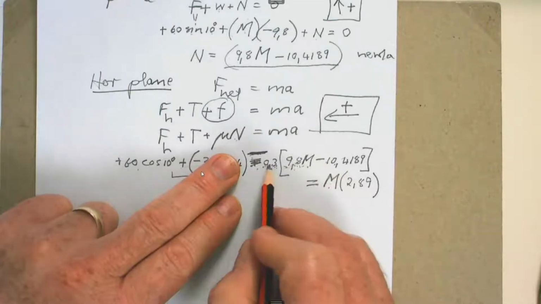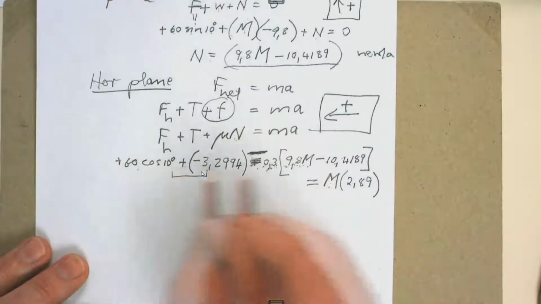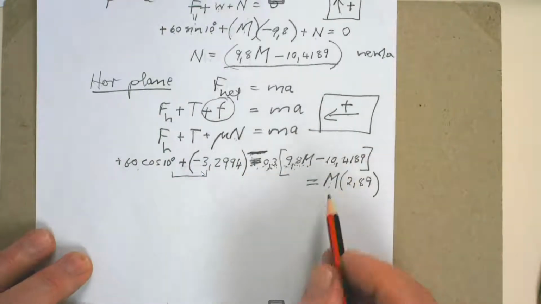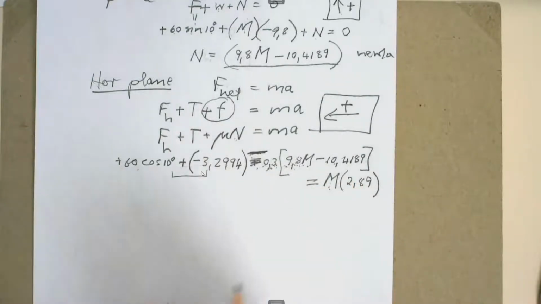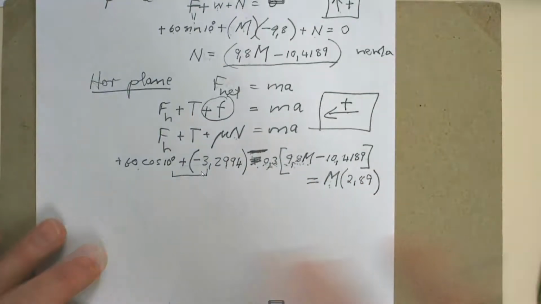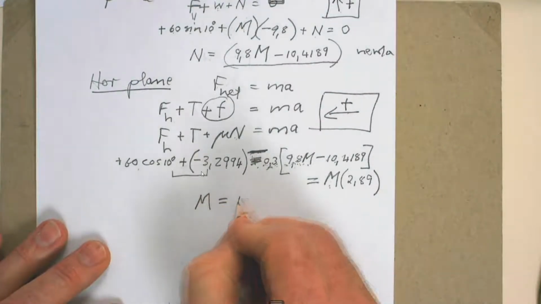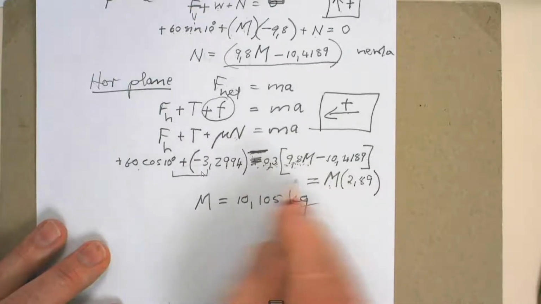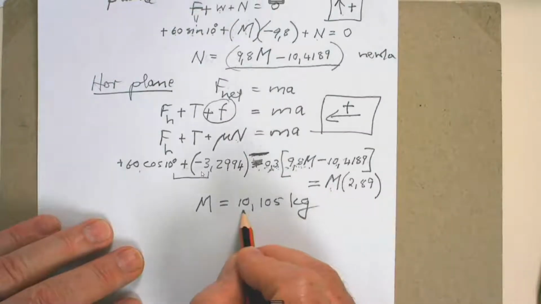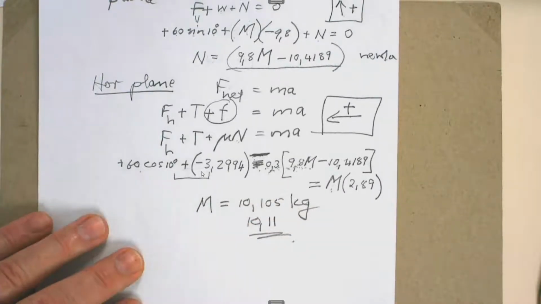So 10 times 0,3 will also be about 3. So you can simplify this, and then this one is 2,89m. Then all you do is put all your m's on one side and all your numbers on the other side, and then eventually you get a mass of 10,105 kilogram. For sake of time, I don't want to simplify now. And this one, if you round it off to 10,11 kilogram, it's also fine.